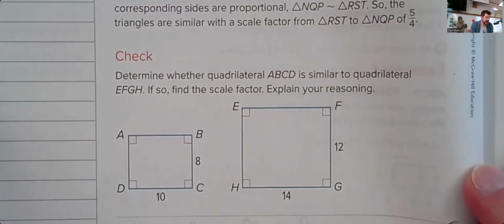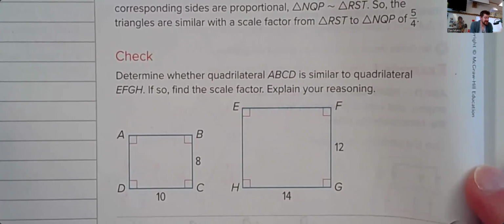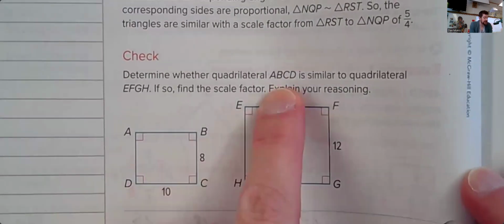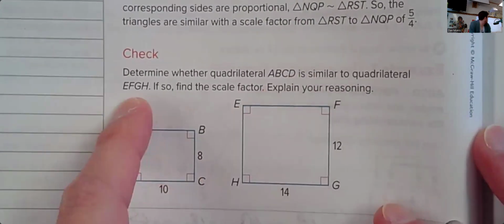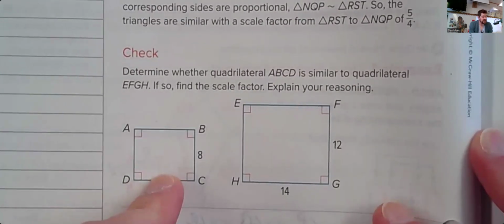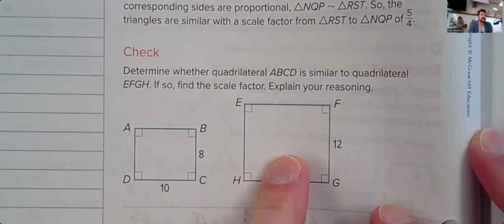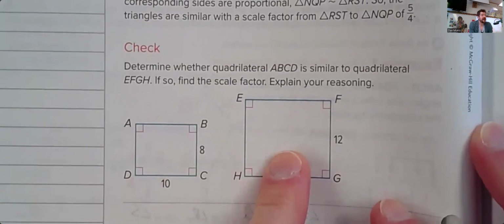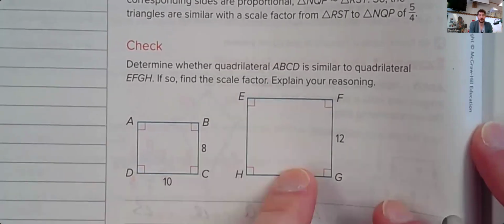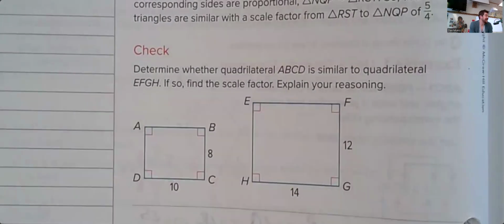Determine whether or not quadrilateral ABCD is similar to quadrilateral EFGH. If so, find the scale factor, explain your reasoning. So we're going from ABCD to EFGH. ABCD is the smaller one, EFGH is the larger one. So if they are similar, the scale factor would need to be a number bigger than 1 because we're going from the small one to the large one. But we have to determine if they're similar.